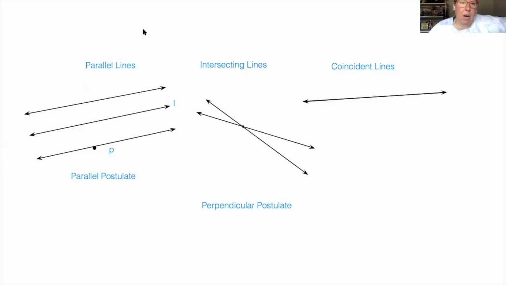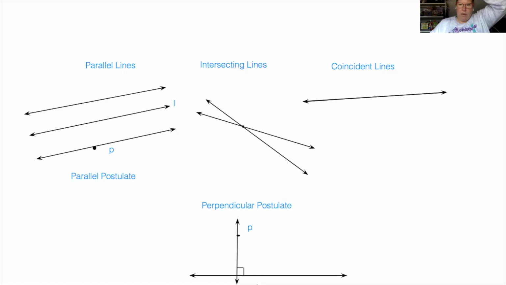Now, the perpendicular postulate says we have a line and a point. Okay, we're going to call that a kind of special point, but we're going to call it P. There's going to be exactly one line through P and L that is perpendicular. Okay, remember, perpendicular means there is a 90-degree angle, okay? We've made a 90-degree angle.